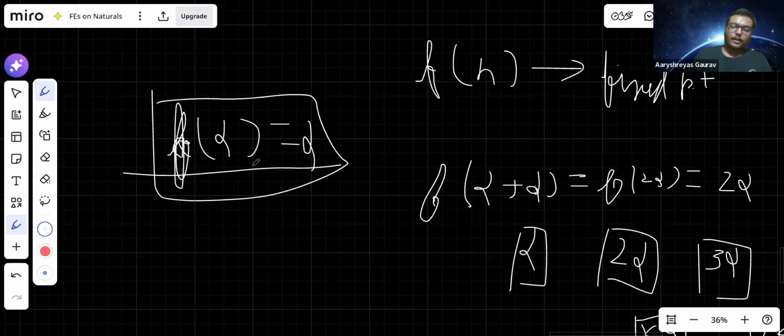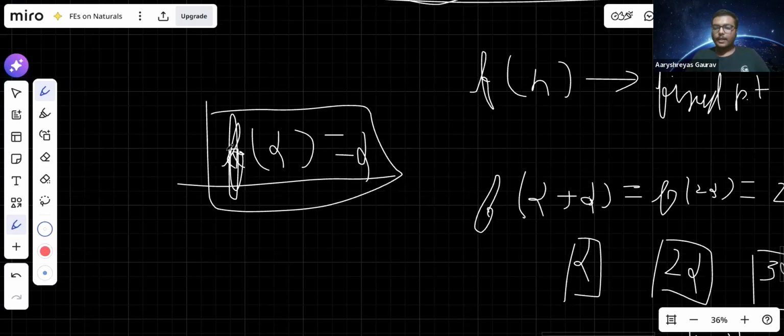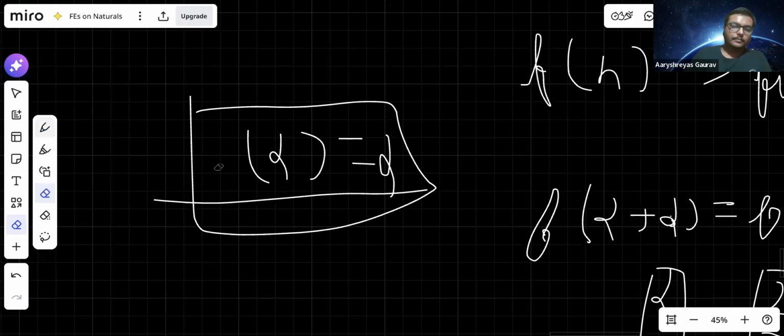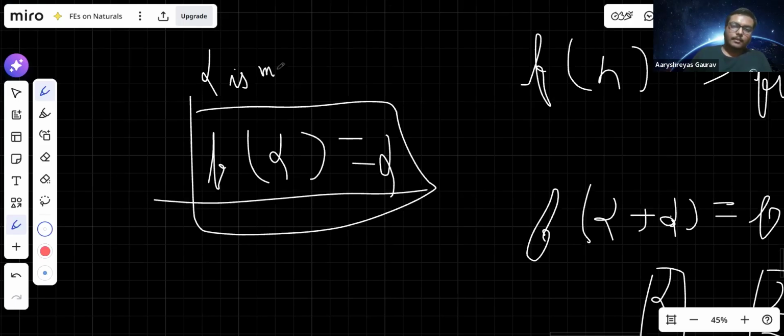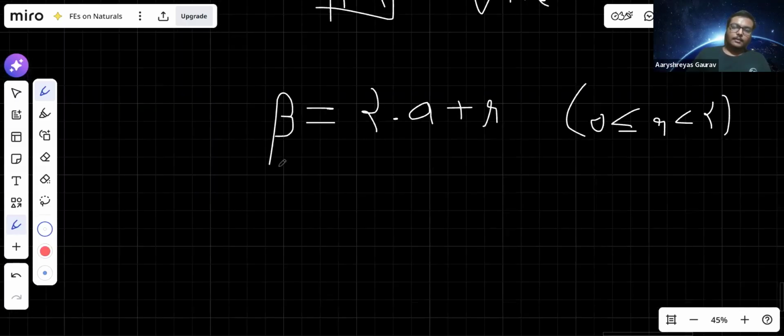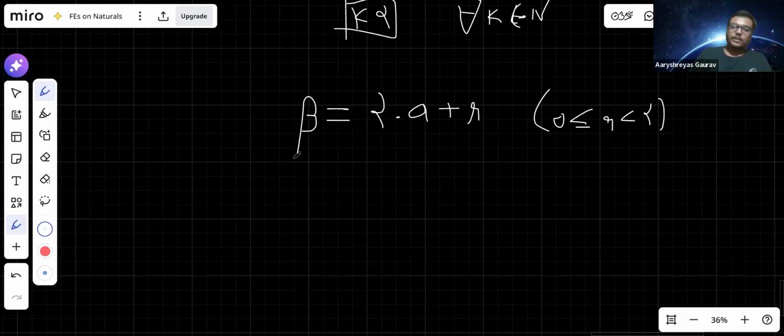Well, let's assume alpha is actually the smallest fixed point we have, the minimum fixed point. We are assuming this. Now, for now, let's assume that beta is also a fixed point. I'm assuming beta is a fixed point.